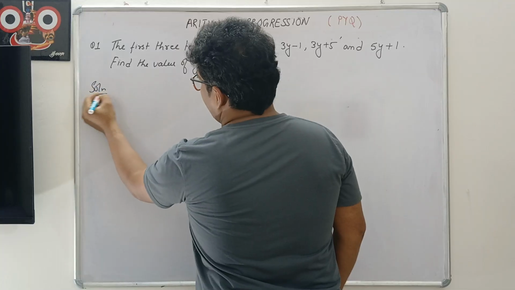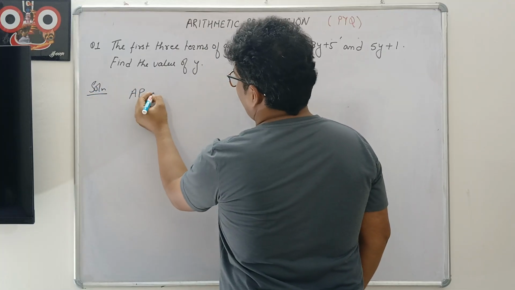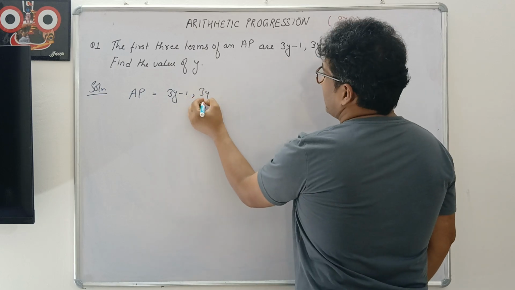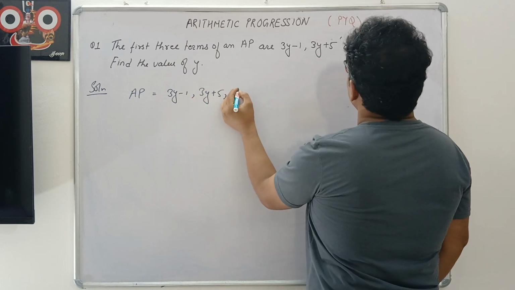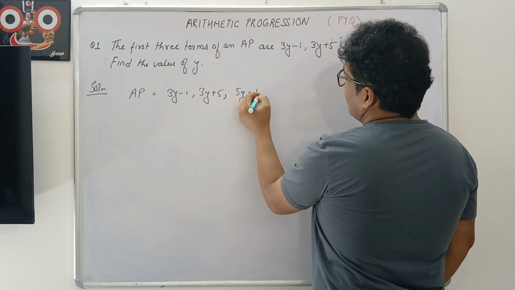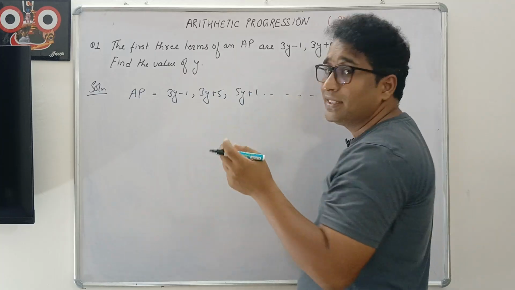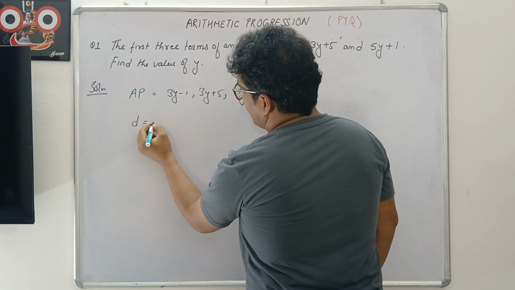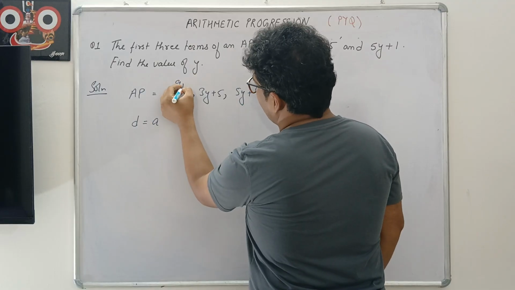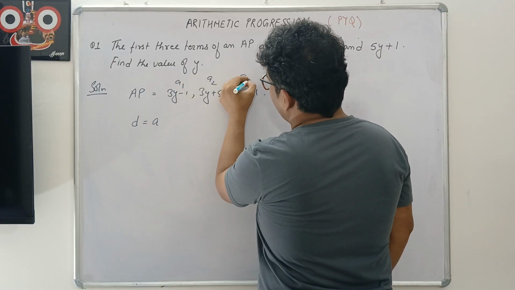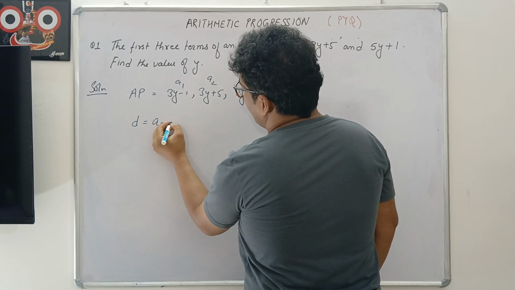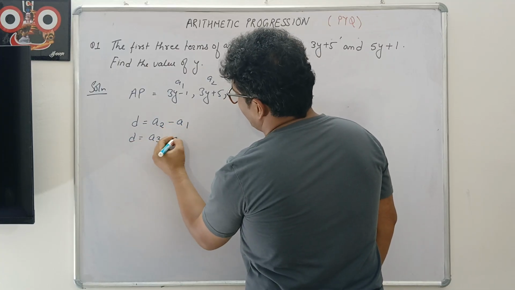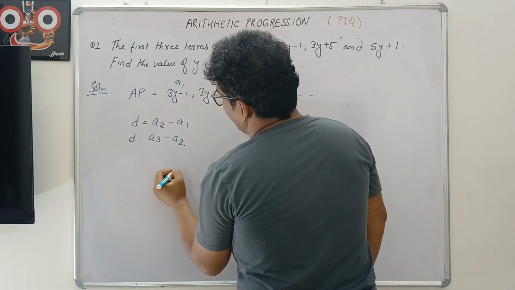So if I write the AP, it is in the form of 3y minus 1, 3y plus 5 and 5y plus 1, and so on. If it is an AP, then the common difference will be equal. You can say this is A1, A2, A3. So the common difference is A2 minus A1 and A3 minus A2, correct? So these two should be equal.